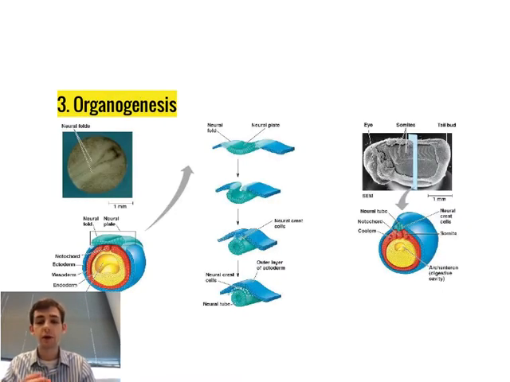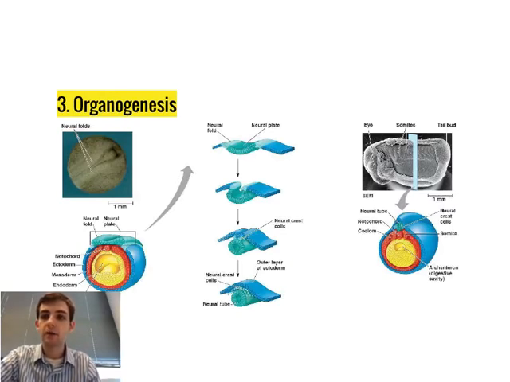Organogenesis is the third process of embryonic development, and this is really just when the organs start developing. This diagram here is talking about how we start forming something called a neural crest and a neural tube, which is important for a developing embryo. And this is when cells just pretty much continue to differentiate. And that's a key word that you have to be able to define.